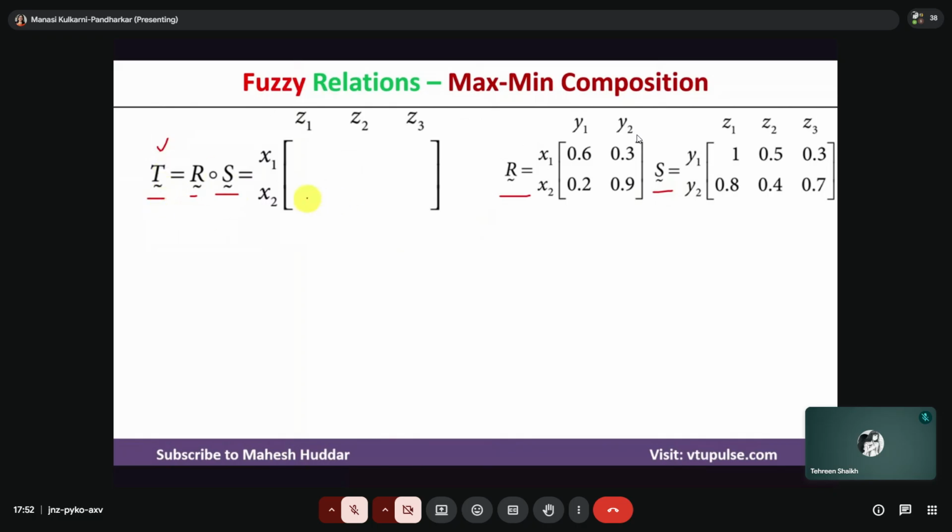Now the question in front of us is how many members will be present in this fuzzy relation T here. If you look at these two fuzzy relations, R and S, x1, x2 are the rows, y1, y2 are the columns. There are four members in R. Similarly in S, we have two rows and three columns. The meaning is six members are there.